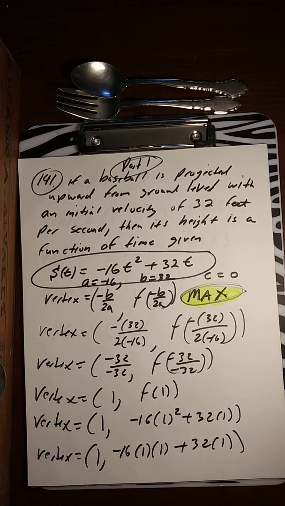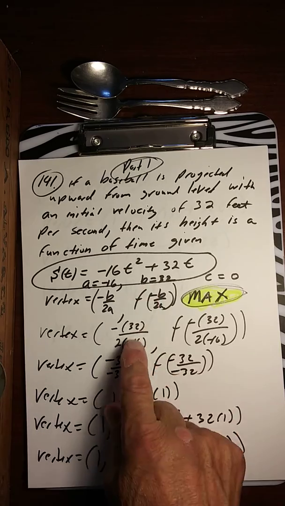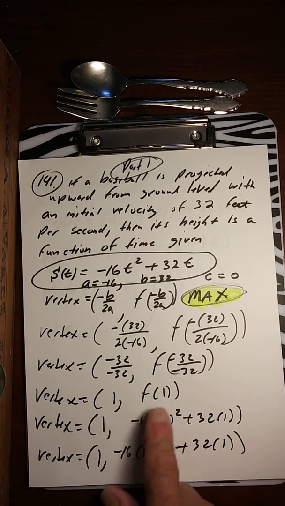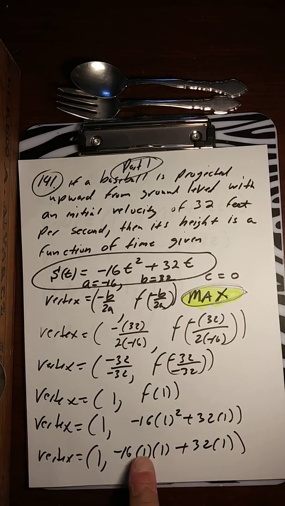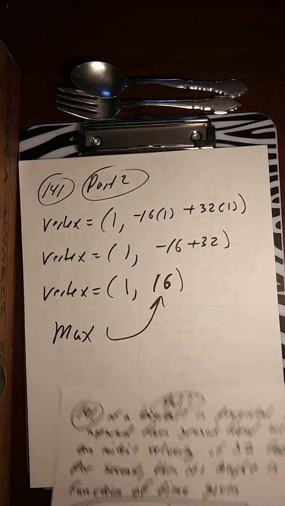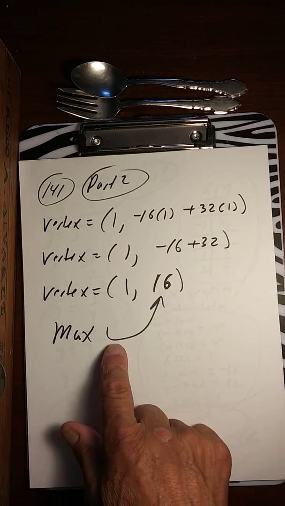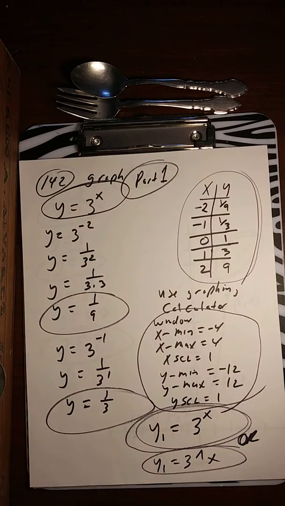So how do you find the vertex of this? -b/2a, with a, b, c. Put the numbers in there. -b/2a is 1, so f of 1. How do you find f of 1? 16 times 1 in here, 32 times 1. So we have 16 of that. 32 minus 16 is 16. So the max is going to be 16, at 1.